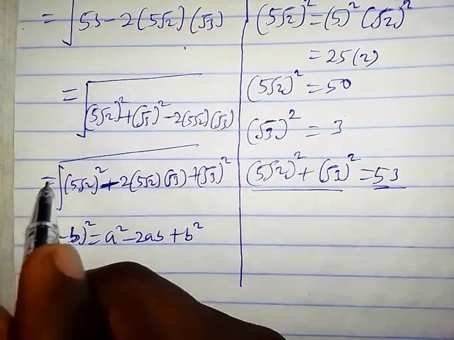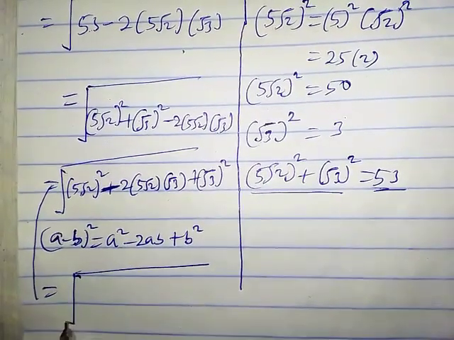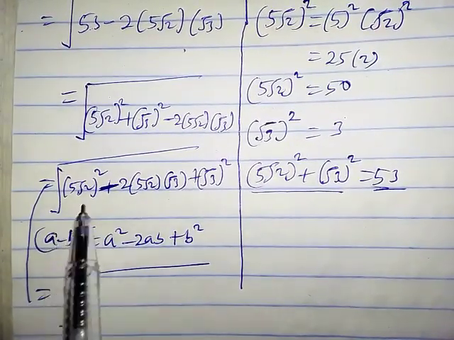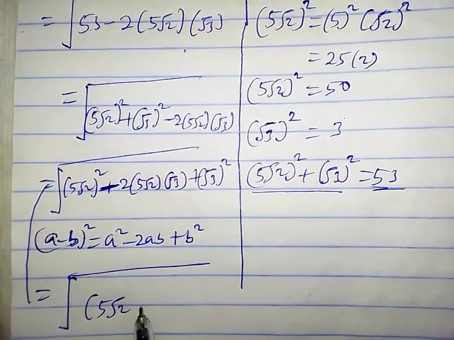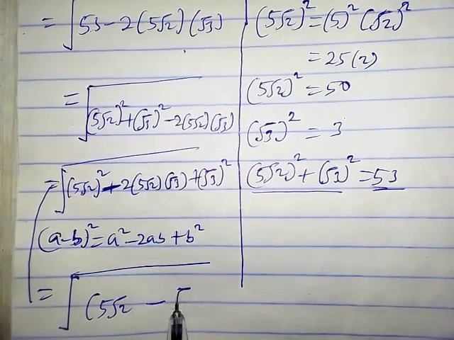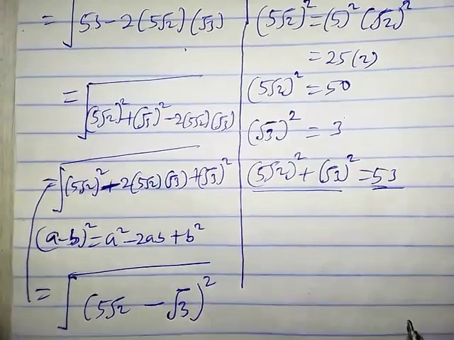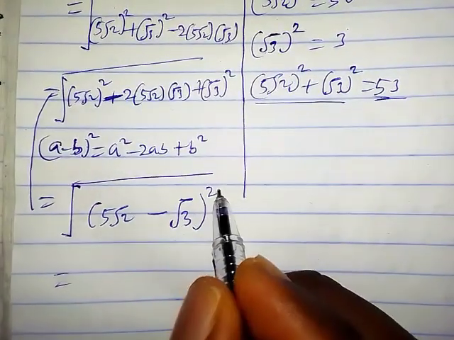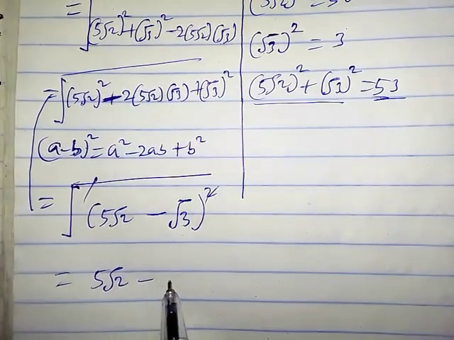So this equals the square root of, what is a? That is 5 root 2. So we're going to have 5 root 2 minus, what is b? That is root 3. So we have the square root of 3 all squared. In this case, the square cancels the square root, so we have 5 root 2 minus square root of 3.